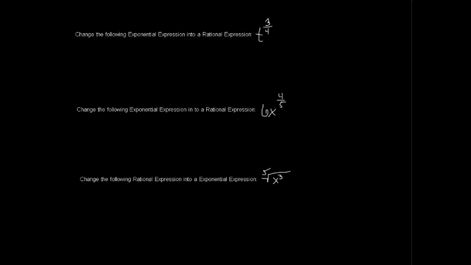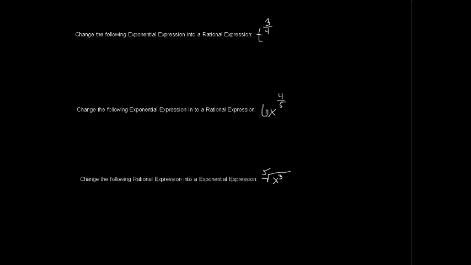Okay, so there's a number of different things you do. Before we get into how to multiply and divide rational expressions and exponents, we need to know how to convert them between exponents and rational expressions, basically, if that makes any sense. So what we're going to do first, we're going to change the following exponential expression into a rational expression. We have t to the 3/4 power.